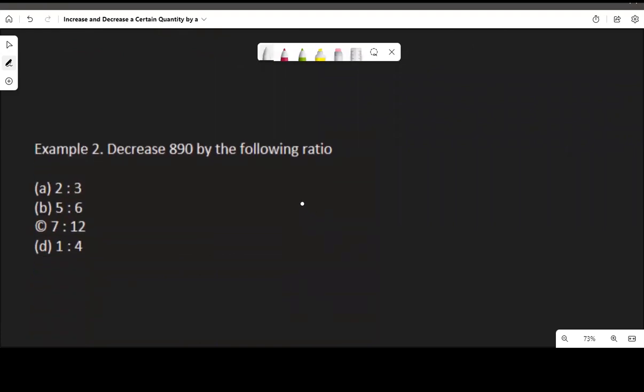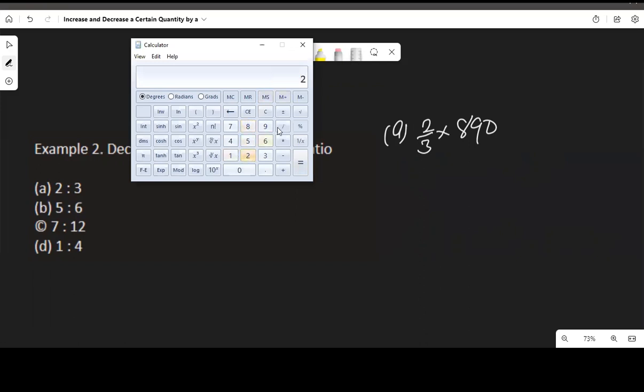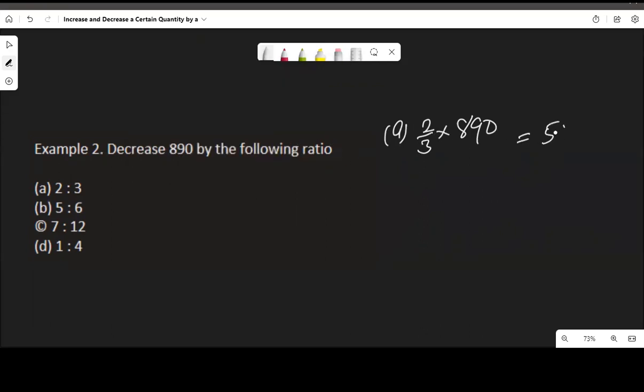Then in the second example, we have to decrease 890 by the following ratio. The first ratio is 2 to 3. That will be 2 over 3 multiplied by 890. I use a calculator to make it faster. 2 times 890 and divided by 3. That is 593.3. And for B, I have 5 to 6.